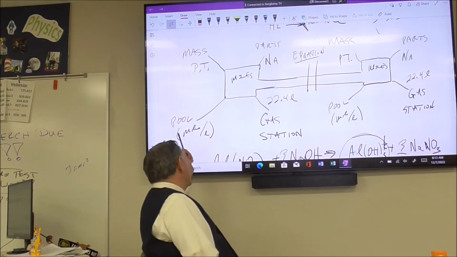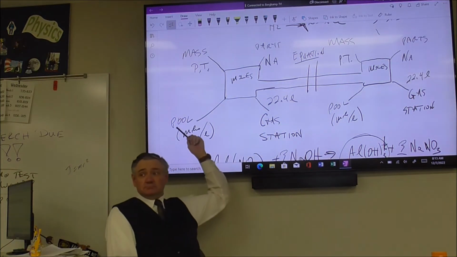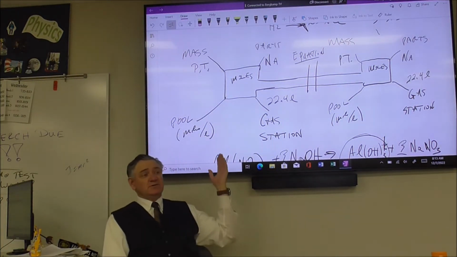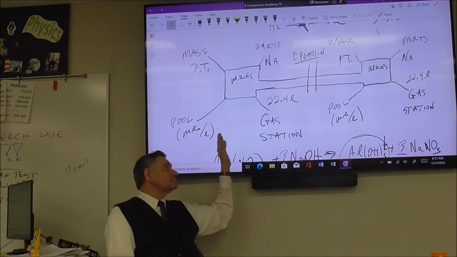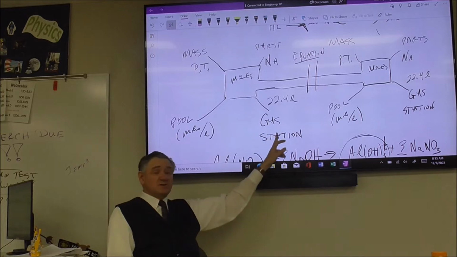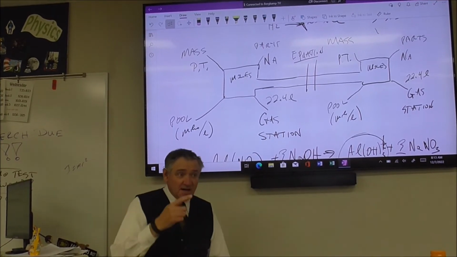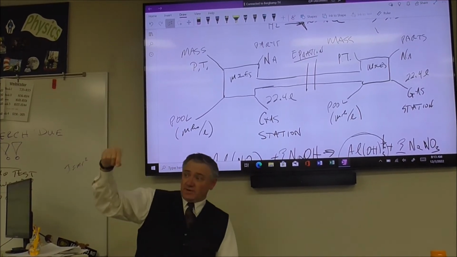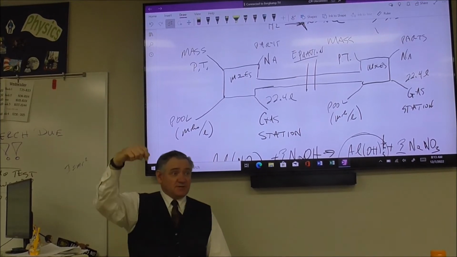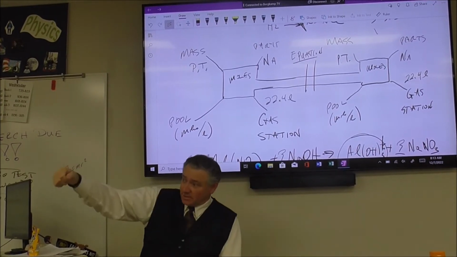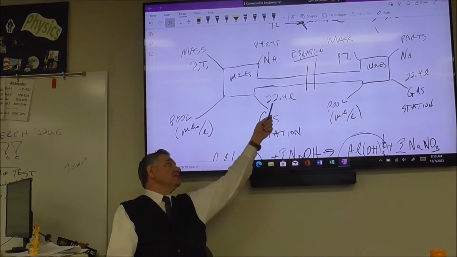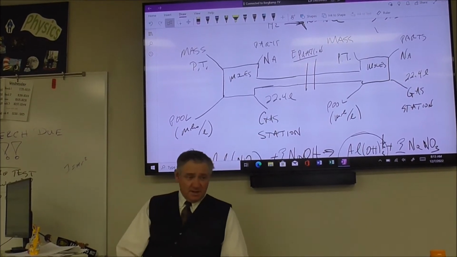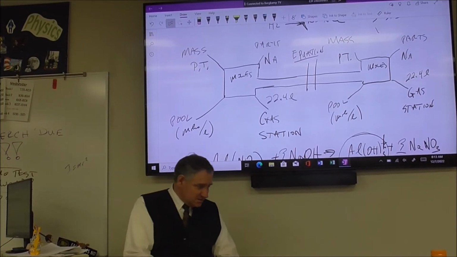So there's a pool store. That's going to be dealing with solutions. That's going to be molarity, which is moles per liter. We'll talk about this. There's also going to be a gas station, because a lot of times in reactions we produce hydrogen gas, we produce oxygen gas. So if there's a gas station, you're going to need this number, 22.4 liters.